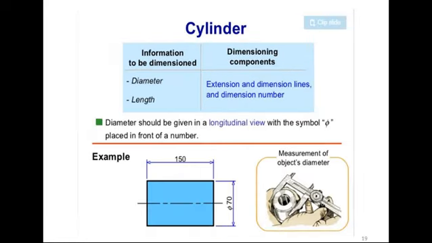Then cylinder. Sometimes in a drawing there may be a cylinder. What important things do we need to consider here? The important things are the diameter and length of the cylinder. Here also we have shown it in 3D, using a vernier caliper to measure the diameter. So if you have drawn a cylinder in your drawing, you require to specify the diameter and the length.